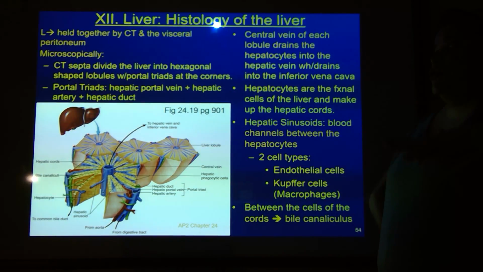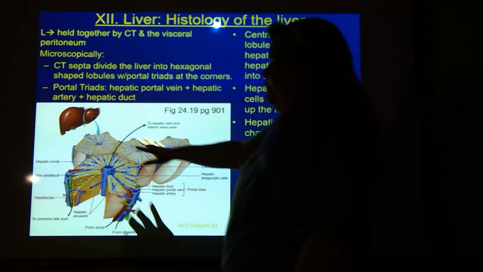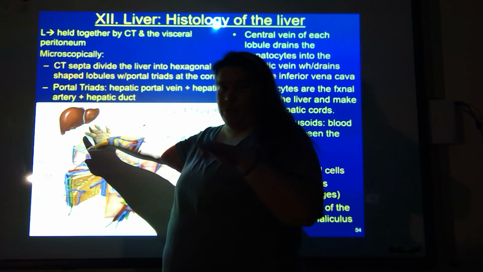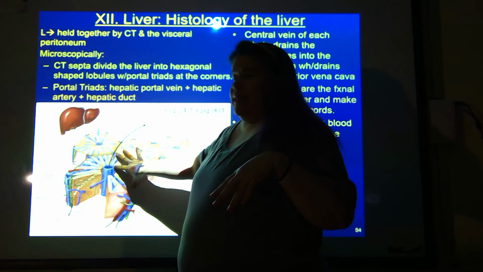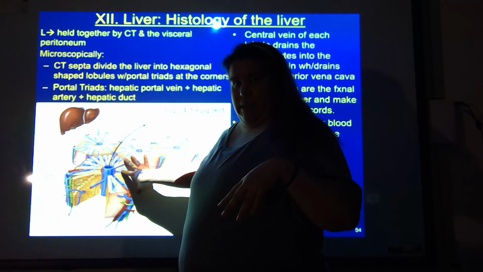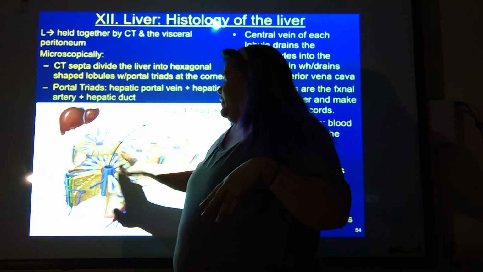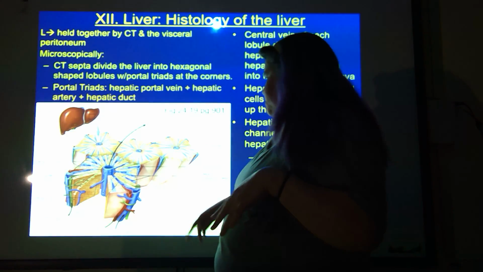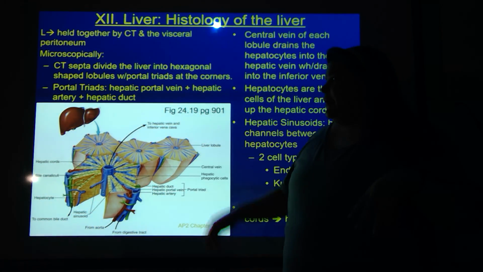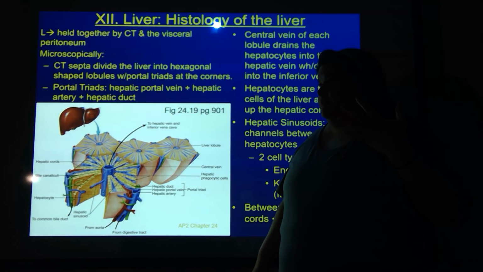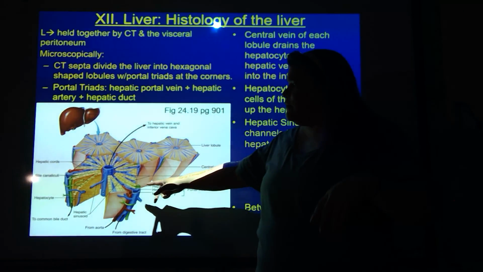Okay, so let's talk about the liver. So here's your liver. We just saw it. We just went through all of the lobes and everything. Inside, internally, this is what it looks like. You've got these lobules, liver lobules, if you will. They kind of look like hexagons.